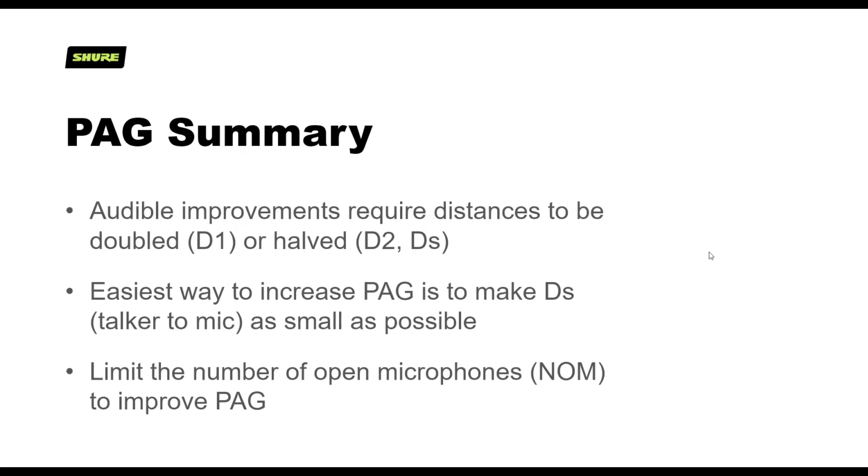But again, to summarize potential acoustic gain, to make any noticeable improvements, you either have to halve or double your distances, right? So if the microphone is a foot away from your mouth, you're only going to get a benefit if you move it 6 inches away, or if it's 2 feet, go to 1 foot.